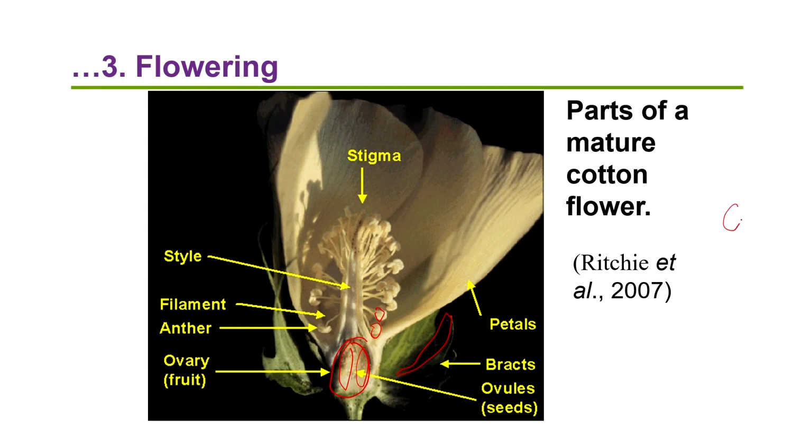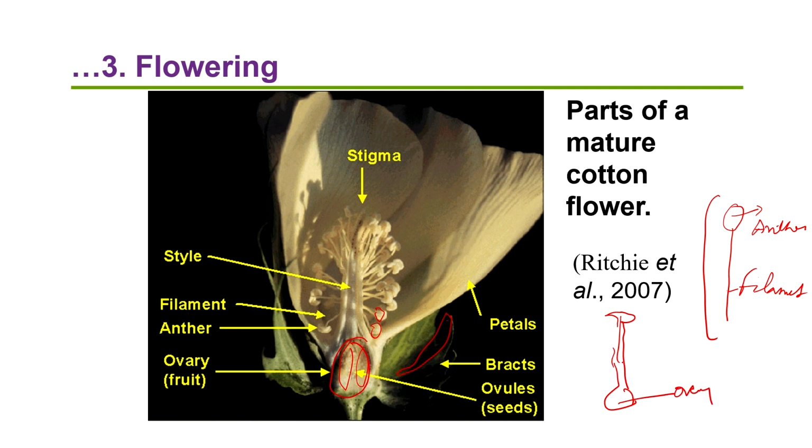So you can see this is the anther, A-N-T-H-E-R, and this is the filament, F-I-L-A-M-E-N-T. Completely, this one is called the stamen. And you can also see the style. The gynoecium has three parts. This is the ovary, the middle part is the style, and the upper part is the stigma, S-T-I-G-M-A. Hope you could follow the complete picture of the cotton flower.